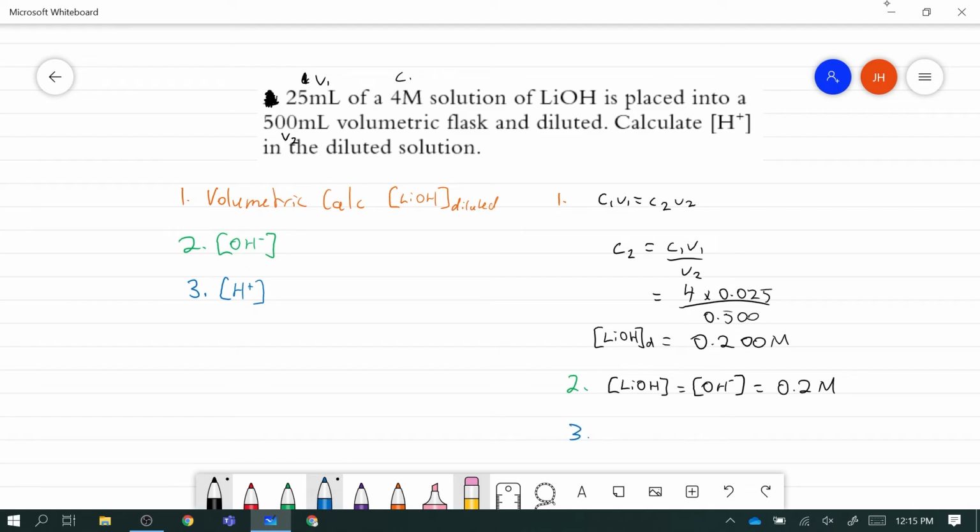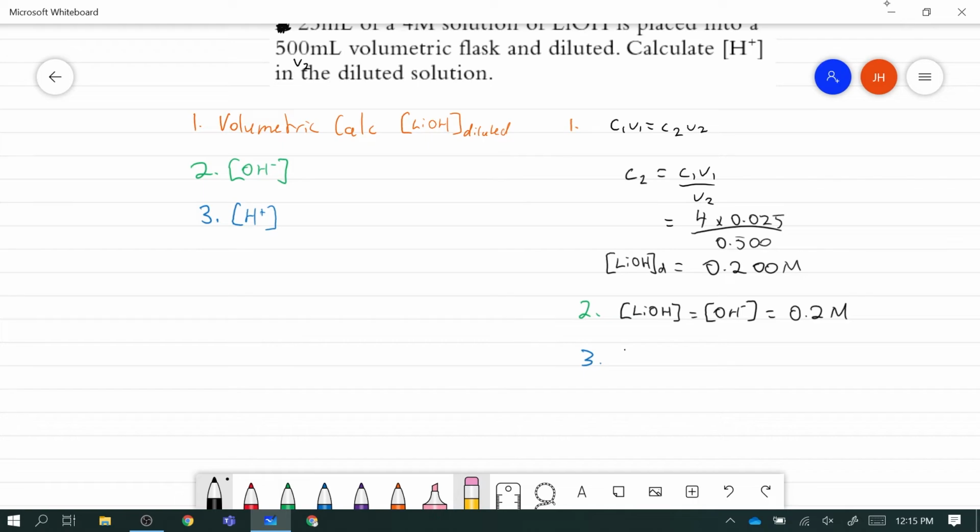Step number 3, we then take this value, and to get from hydroxide ion concentration to hydrogen ion concentration, which is the goal of this question, what I want to be using is our Kw value. So in our data sheet, we know that Kw, the self-ionization constant for water, is equal to 1.0 times 10 to the neg 14. And that is equal to hydroxide ion concentration times the hydrogen ion concentration.